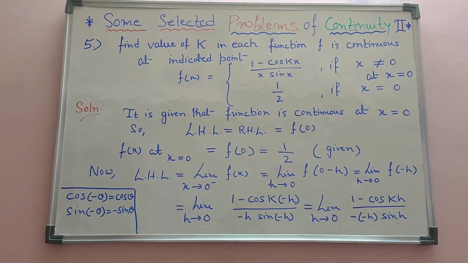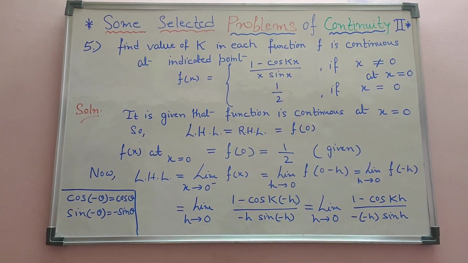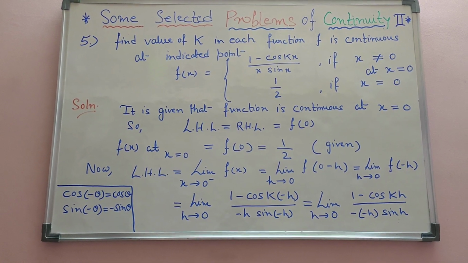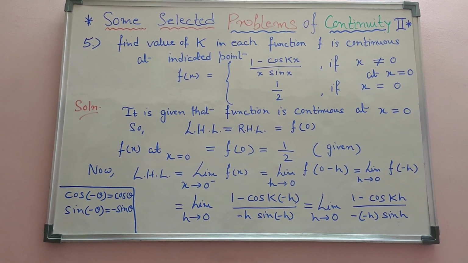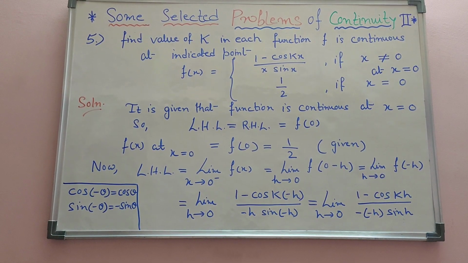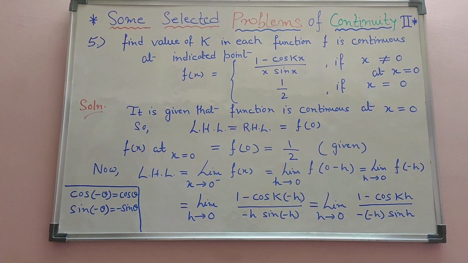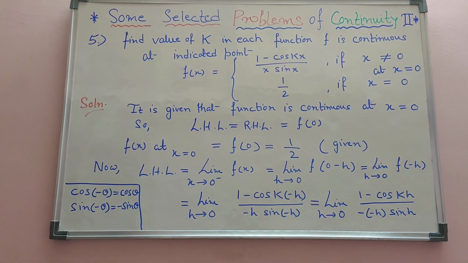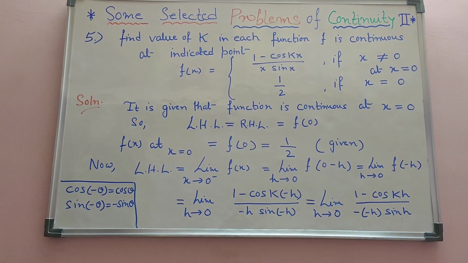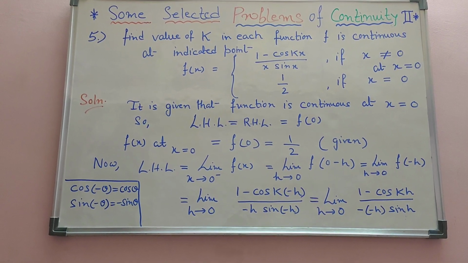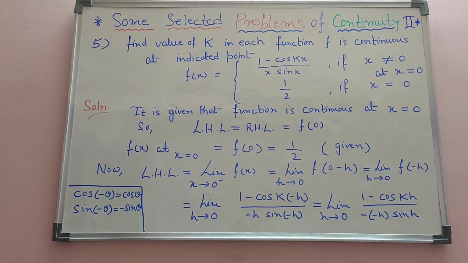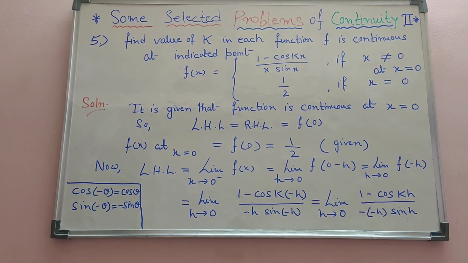So it is already given that the function is continuous at x equal to 0. So what do we have to find out here? Left hand limit and right hand limit. If we put x equal to 0, what does f of 0 become? It is already given in the problem: f of x equal to 1 by 2 if x equal to 0, so f of 0 equal to 1 by 2. Now the left hand limit.